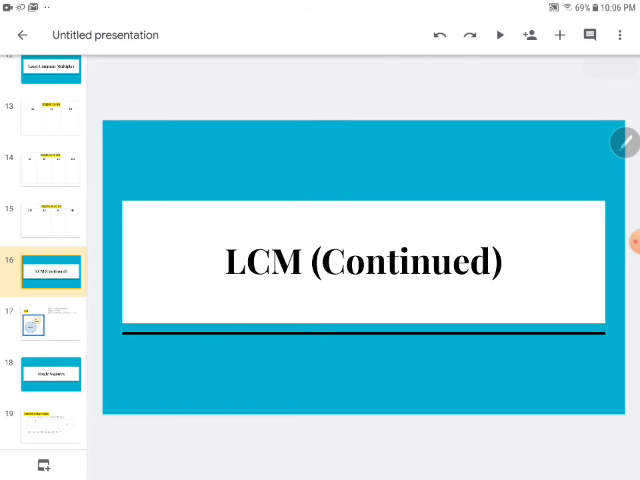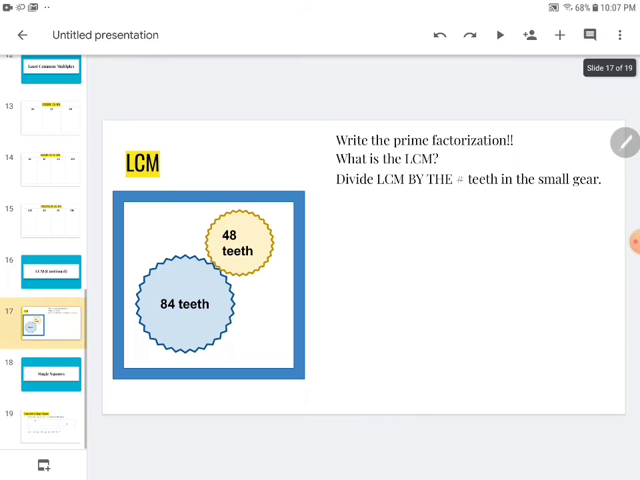This is actually going to be a real world example, kind of. It's going to be based off of a real world situation. So let's go ahead and dive right in. Now in our image right here, we have 2 gears. We have one with 48 teeth and one with 84 teeth.